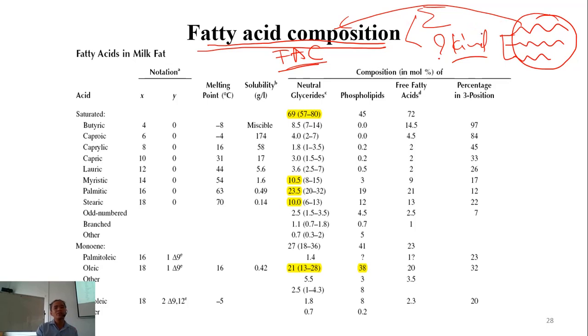Because triglycerides have the same basic structure, one glycerol and three fatty acids. This is the same for all triglycerides, but they are different in the composition of fatty acids. Now, it has become more important than the total amount of fat.